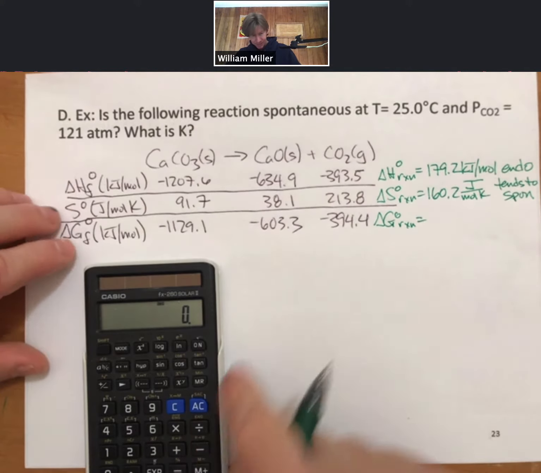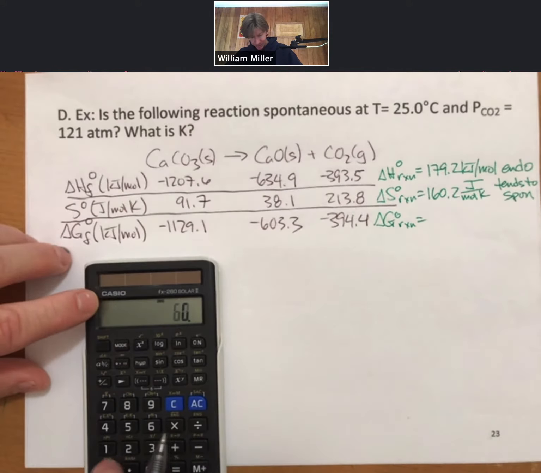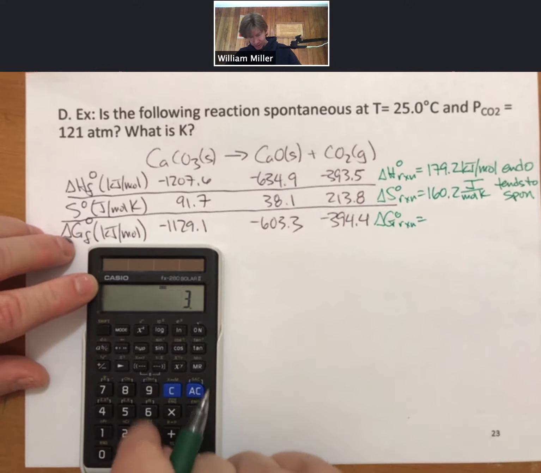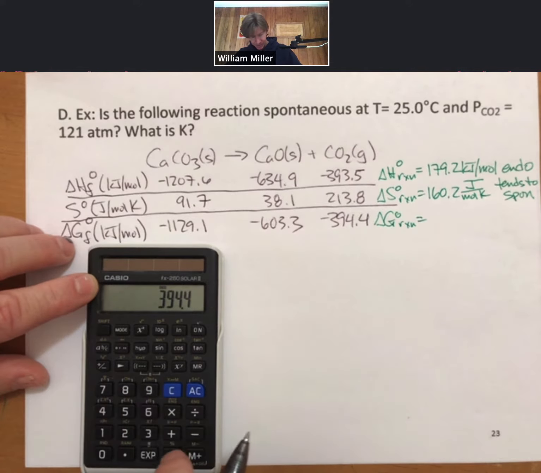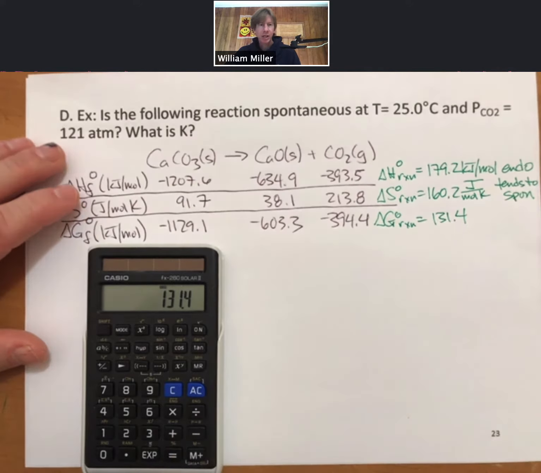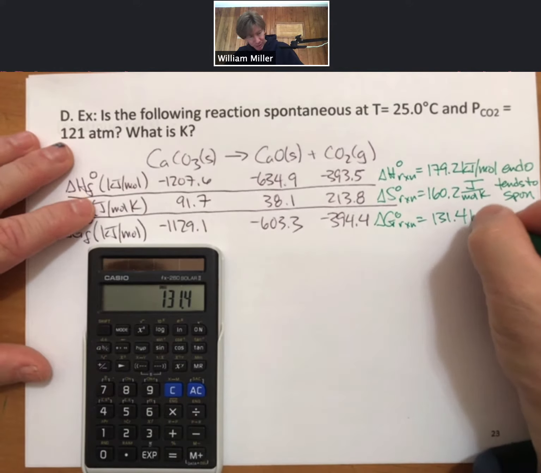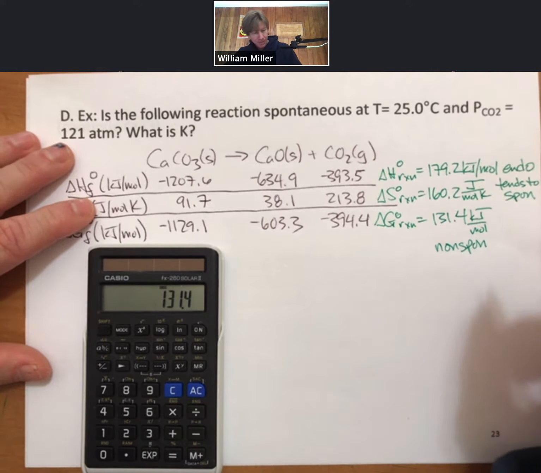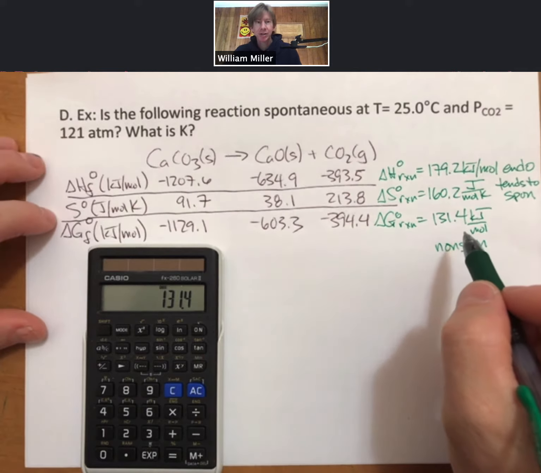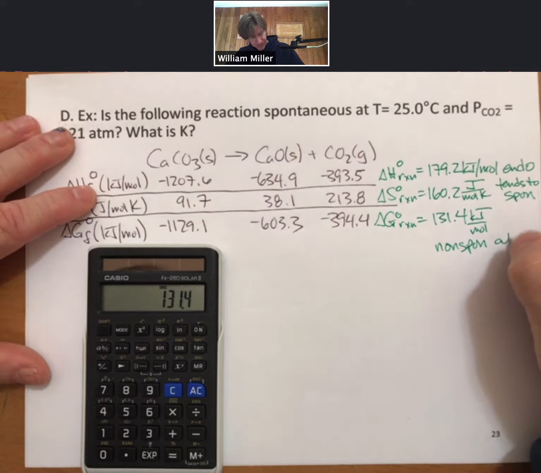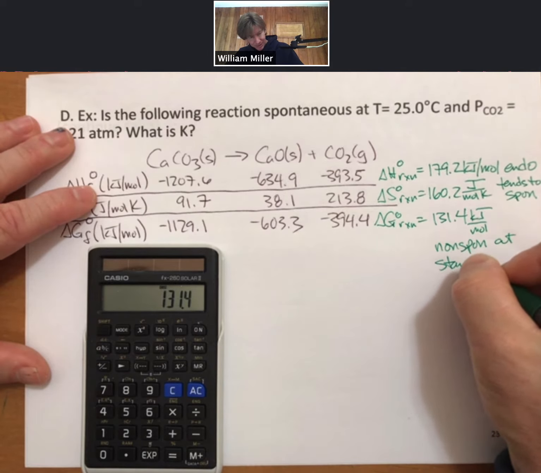We get minus 603.3 minus 394.4 plus 1129.1. We get 131.4 kilojoules per mole. Non-spontaneous under standard conditions, which includes 25 degrees at standard conditions.